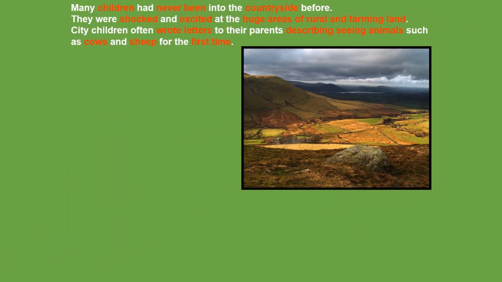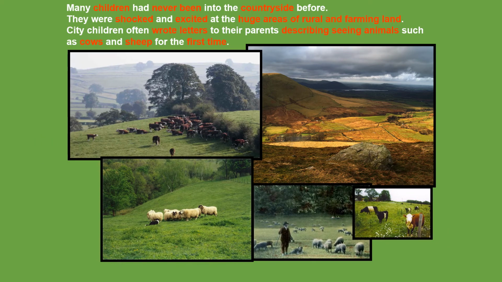Many children had never been to the countryside before. They'd only ever lived in their homes in their cities. So they were completely shocked and in awe and excited by the huge area of rural and farmland around them, the countryside. They'd never experienced it before. All that green. City children often wrote letters to their parents describing the different animals that they saw, such as cows and sheep for the first time. Just look at those views, those picturesque rolling hills. Incredible.